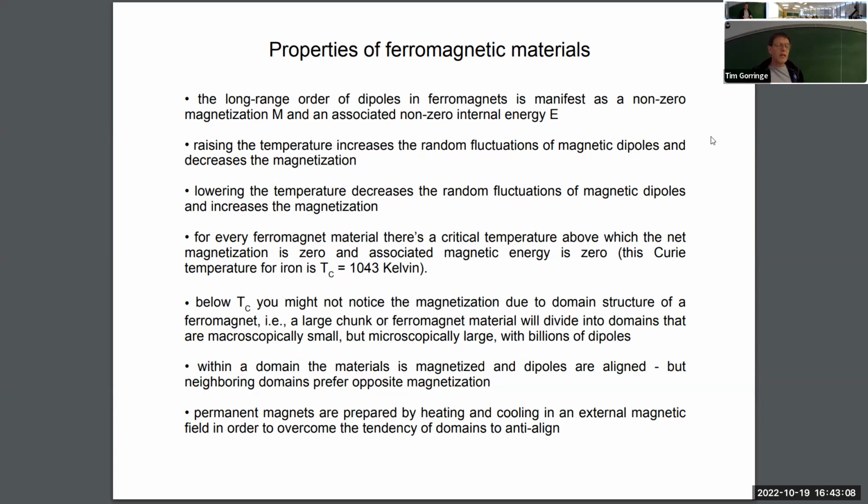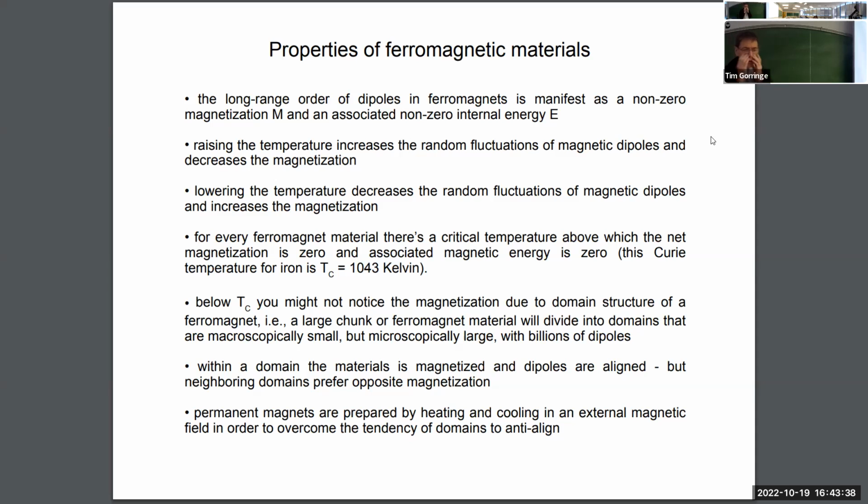If you lower the temperature, then you get the converse, right? You again change the balance between the tendency for the dipoles to align with one another, and the counter tendency, due to thermal fluctuations, random fluctuations, for them to point randomly in different directions. So if you lower the temperature, then you would get a greater magnetization, magnetic energy.